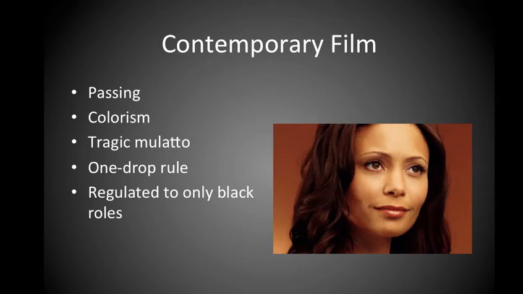Some major themes found in classic film with tragic mulattoes can be found in contemporary film, and they are issues of passing, colorism, general stereotypes of the tragic mulatto, and the one-drop rule. These recurring themes suggest that racial imagery and racial ideologies are difficult to dismantle. Mask argues that although biracial actors may be able to portray a multitude of ethnicities, they are not always given that opportunity because of Hollywood's adherence to the one-drop rule.